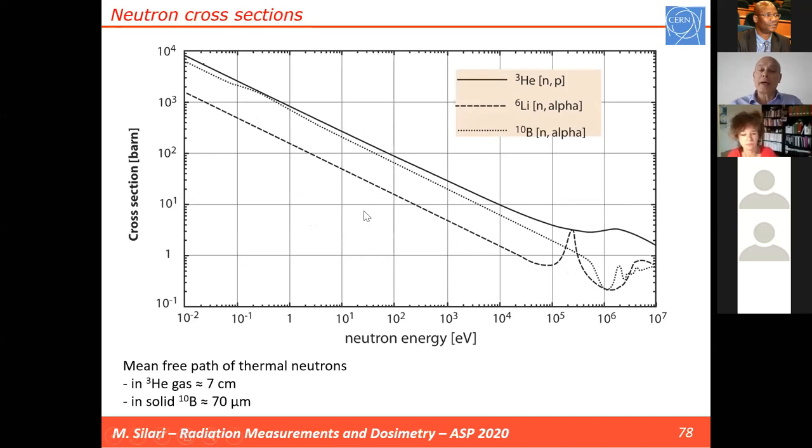So these elements are not only sensitive to thermal neutrons, but this is the cross-section as a function of neutron energy. The cross-section follows the 1/v law, so it goes down very rapidly with neutron energy, and it is maximum in the thermal region. So this is what you do.